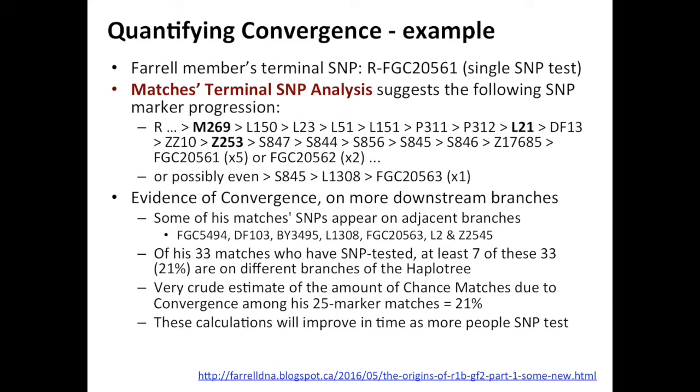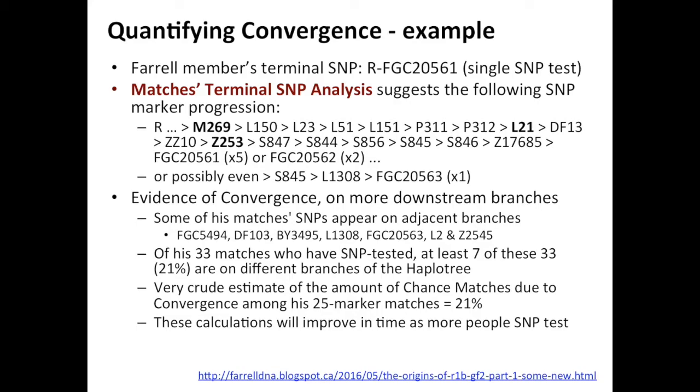So if we extrapolate from the 33 of his 100 matches, whatever they were, who had done downstream SNP testing, extrapolate from that to the whole group, we can say that our estimate for the amount of chance matches due to convergence in this person's match list is about 21%. So as more people SNP test, we will be able to do this quantification procedure, where we will be able to look at an individual's matches and say to them, I estimate, based on those of your matches who have done SNP testing, that the number of chance matches in your list of matches is about 21%. And if you get up to M222 and L226, that figure may go up as high as 90%.